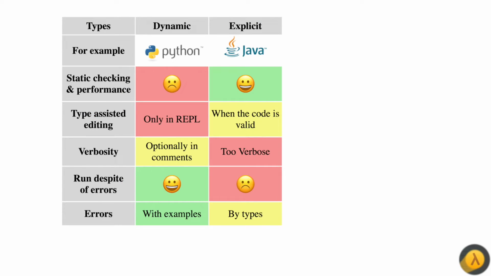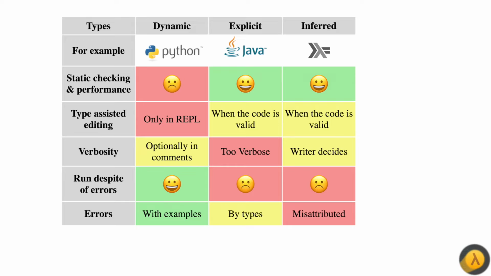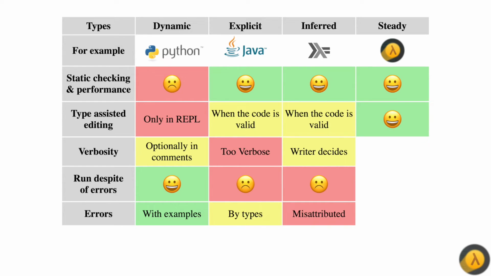But what about statically typed languages with type inference? Like, for example, Haskell. These don't suffer from the verbosity of explicit static languages, but we pay for that in the propagation and misattribution of blame in type errors. How are these issues addressed in what we call steady typing? We enjoy the normal performance and static checking benefits of static types. Type information and completions are available at all times.